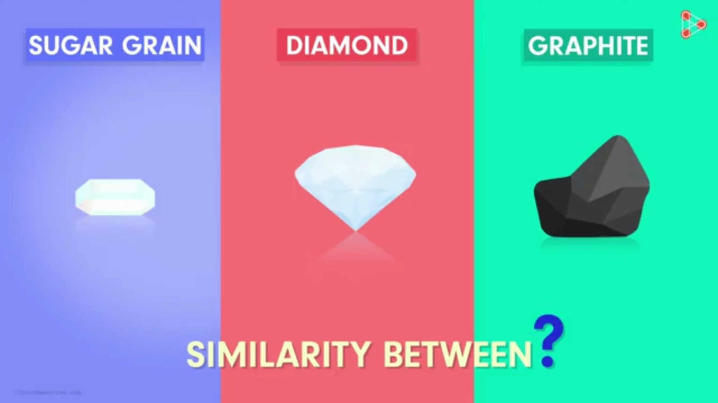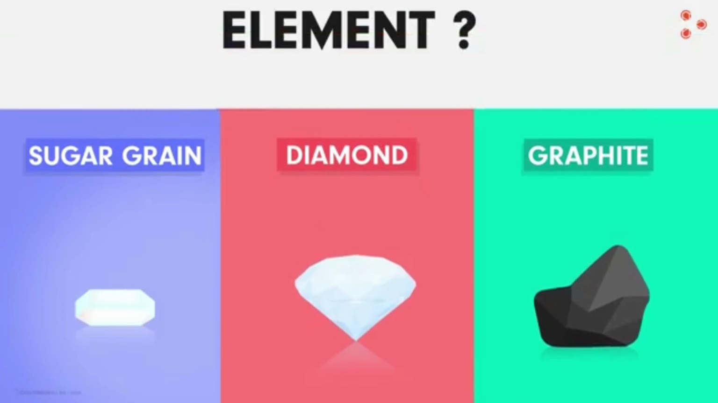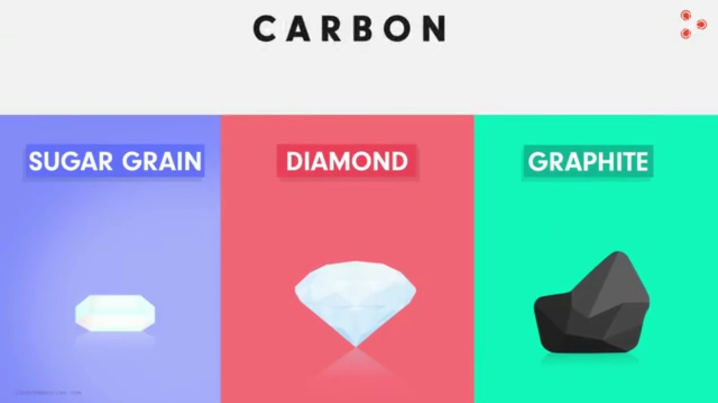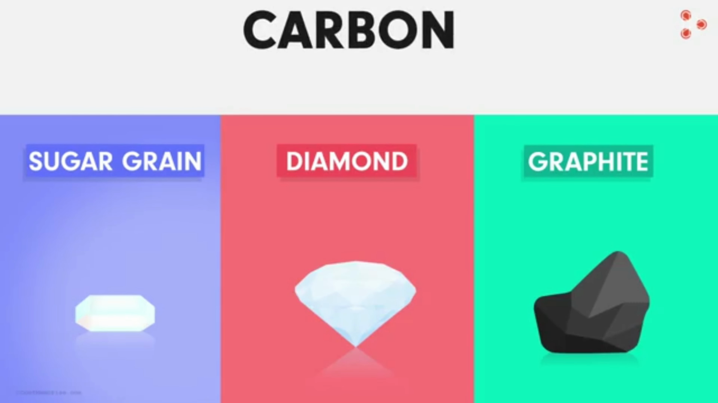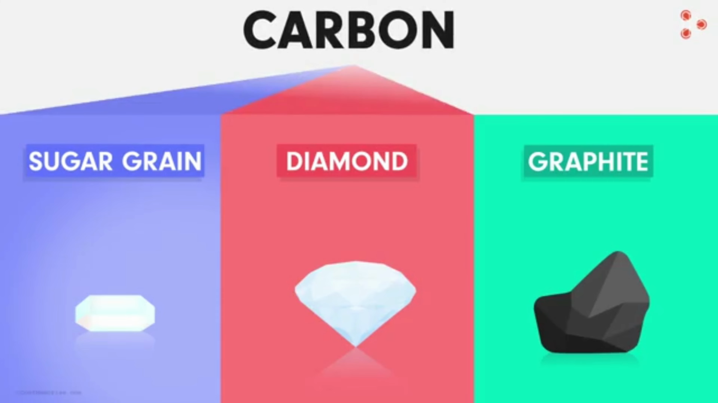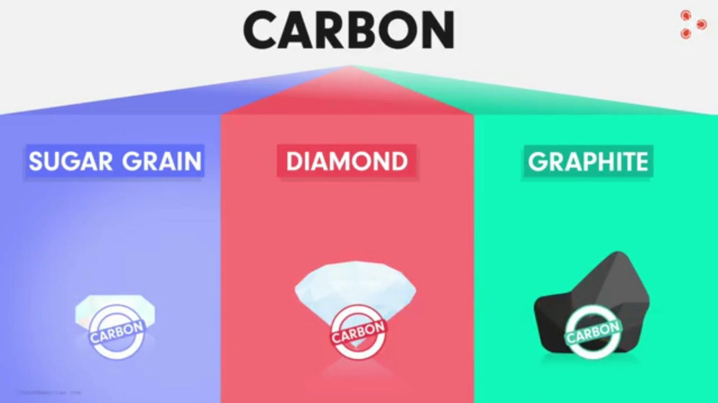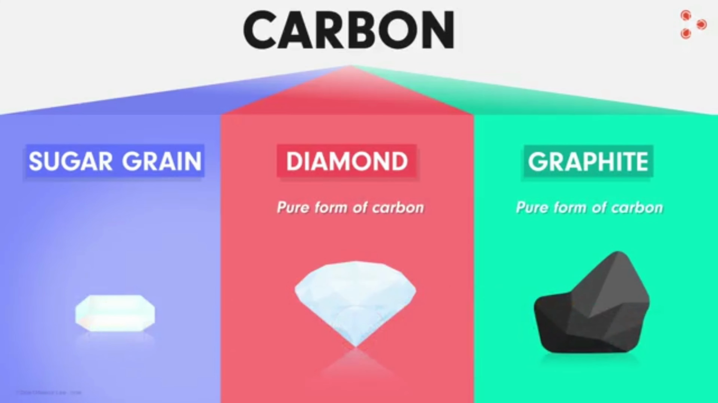There is something common between all these three things. I'm referring to the element that they are made up of. I'm referring to carbon. But wait a second. Are we literally saying that the sugar, the radiant diamond, the graphite all are made up of the same element, carbon? Absolutely. In fact, diamond and graphite are almost pure forms of carbon. They are made up of majorly carbon with few minuscule elements of impurities.